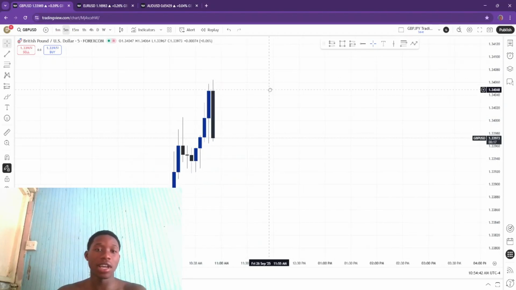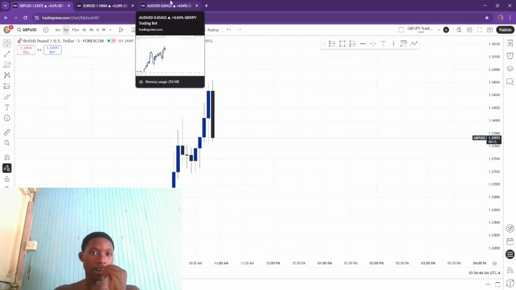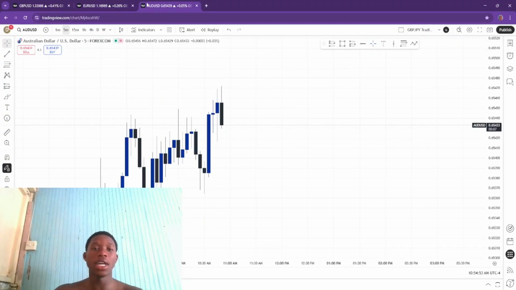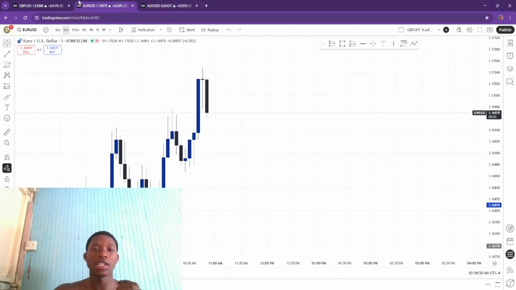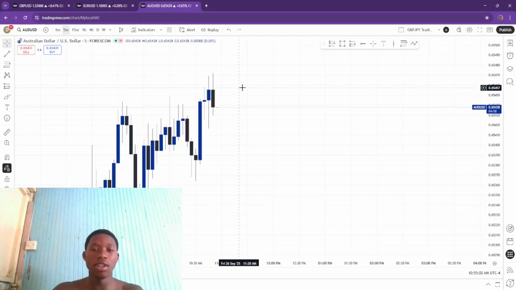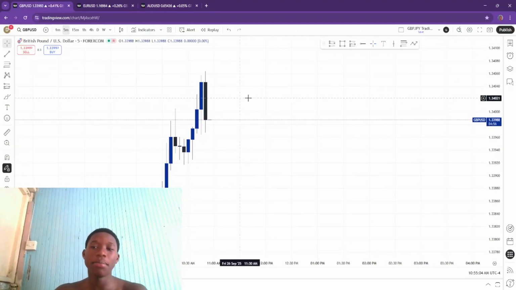From yesterday, I did some back testing and found out that our strategy could be working well on AUD USD. So today we're going to be adding AUD USD to the watch list. Usually we just have Euro USD and GBP USD, but today we add in AUD USD. Now, how is the market looking?